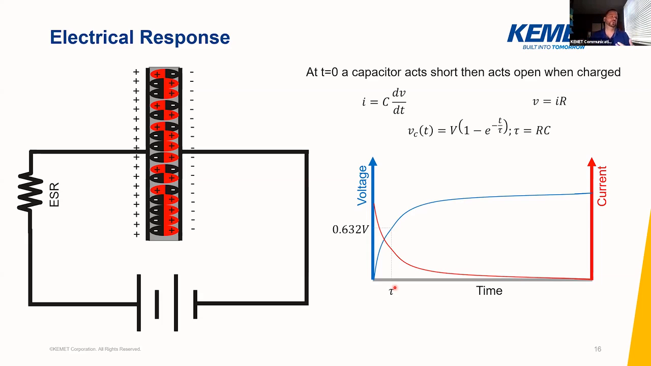So at a point in time where t is equal to tau, so is equal to the time constant, the capacitor will have charged to 63.2% of the voltage that you're charging it to. And after several time constant time intervals pass, that capacitor will reach full charge or close to full charge. But after one time constant, you will get to 63.2% of the target voltage.